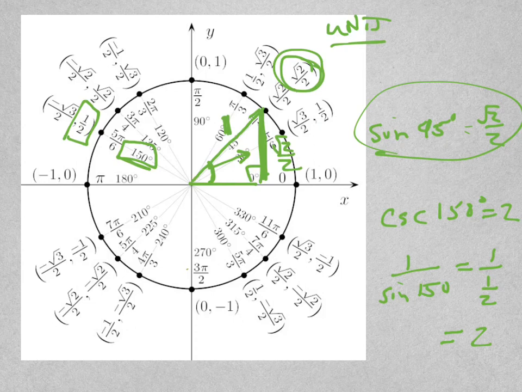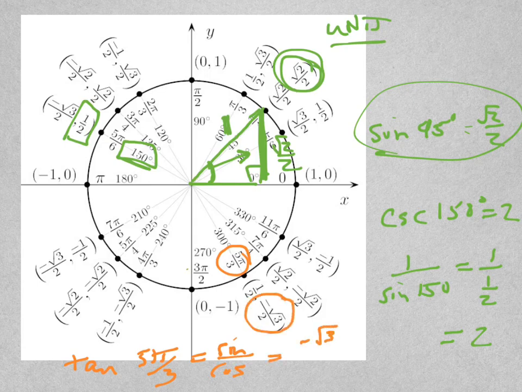Let's do another one. What's the tangent of 5 pi over 3? So we find 5 pi over 3. Remember, tangent is sine over cosine. So the sine is the y-coordinate, negative root 3 over 2, divided by the cosine, which is the x-coordinate, which is 1/2. Flip and multiply. Dividing by a fraction is the same as multiplying by the reciprocal. Cancel the 2's, you get negative root 3. That's the tangent of 5 pi over 3.